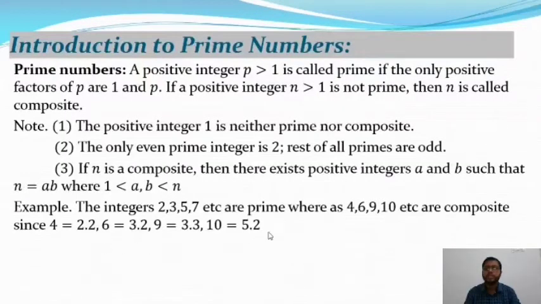So these numbers, that means 4, 6, 9, 10, etc., are composite numbers, and a composite number can be written as n is equal to a into b, where a and b are positive integers lying in the interval 1 to n. Let us move on to the next slide.